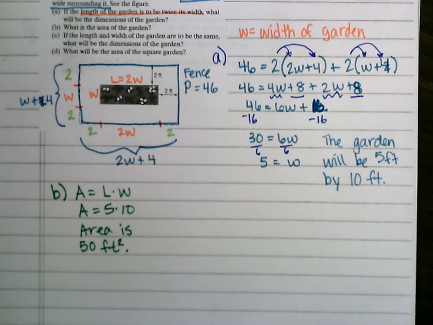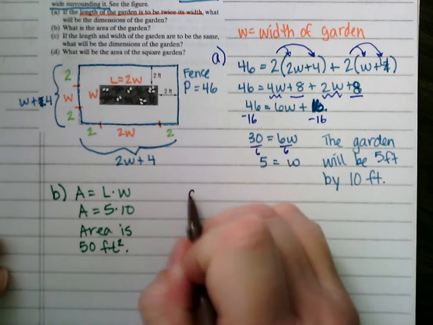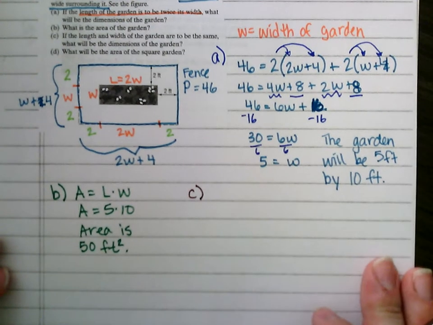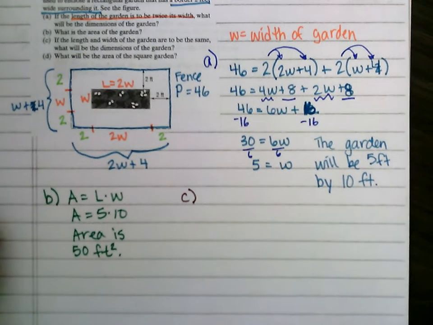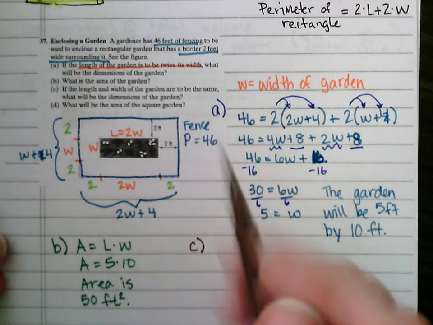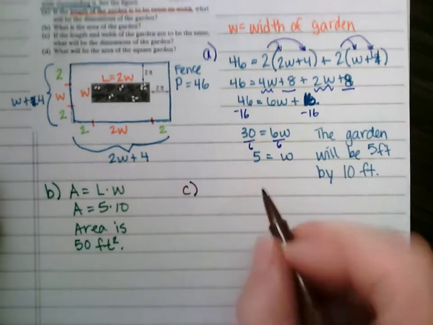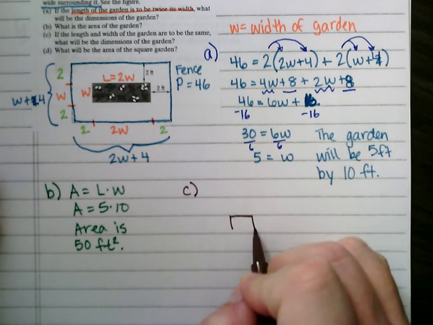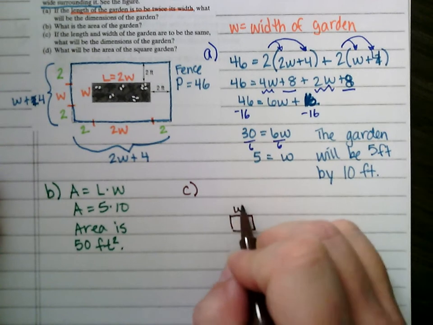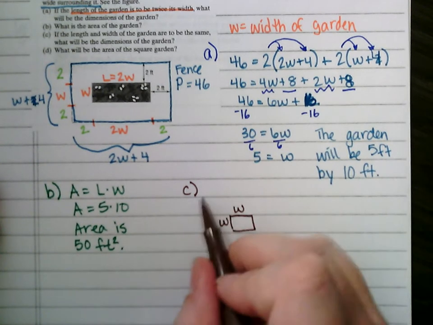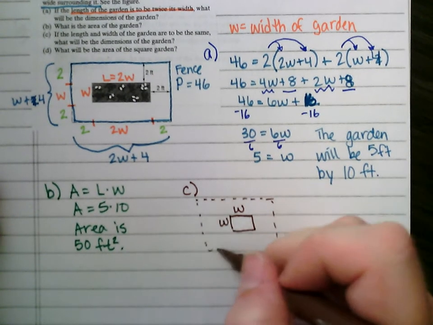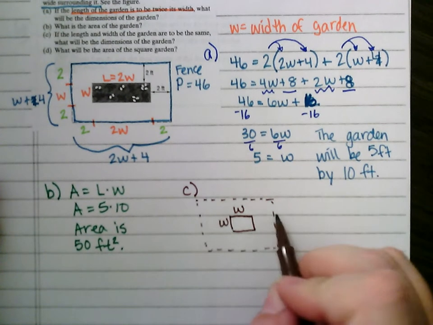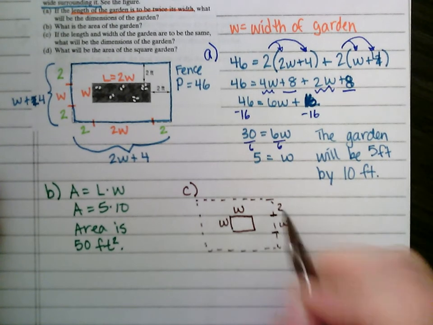And then what does part C want? Part C, if the length and width are to be the same, what will the dimensions of the garden be? So I don't think we'll finish this one. We'll just set it up. So now instead of my length being twice my width, now my length is going to be the same as my width. So if I draw a little picture here, my length and width are the same now. And then I still have that 2 foot border around my fence. So here's W, 2, 2.